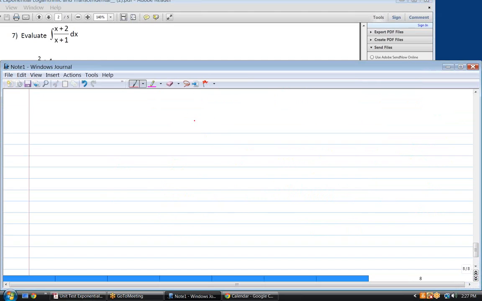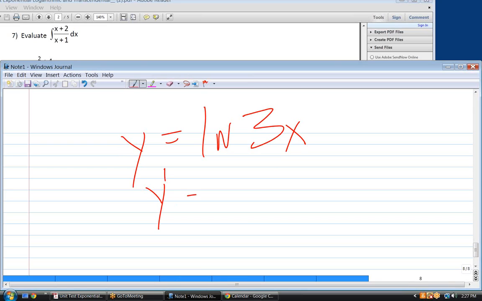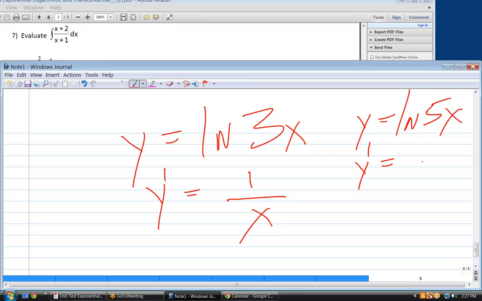In fact, I discovered an interesting problem the other day. Take the derivative of the natural log of 3x. y equals 1 over 3x times 3, which is 3 over 3x, which is 1 over x. Now take the natural log of 5x and take the derivative of that. That does the same thing, doesn't it? So it turns into 1 over x. Interesting.